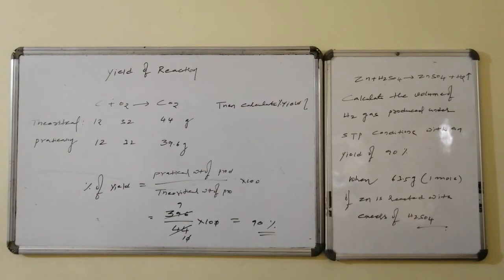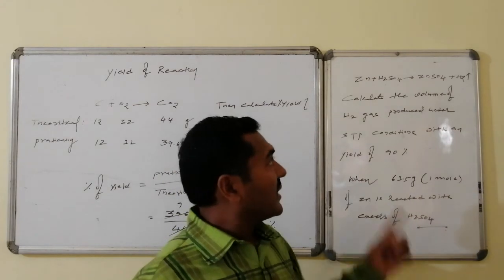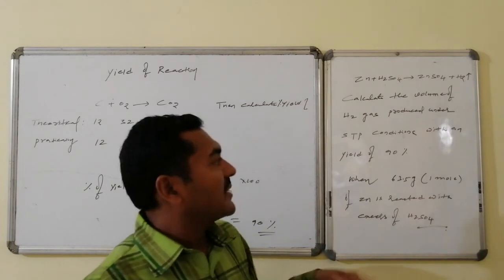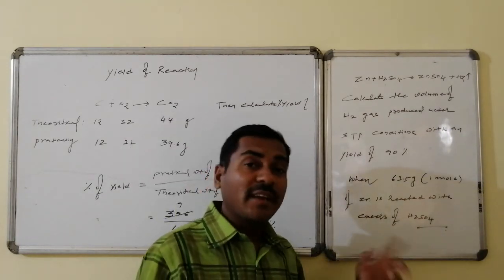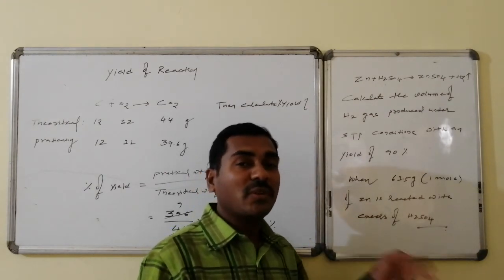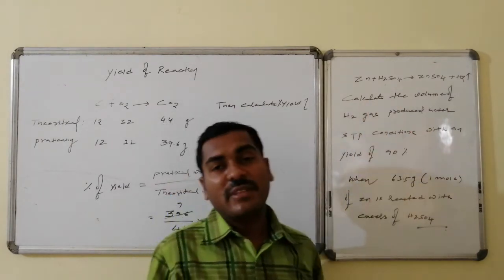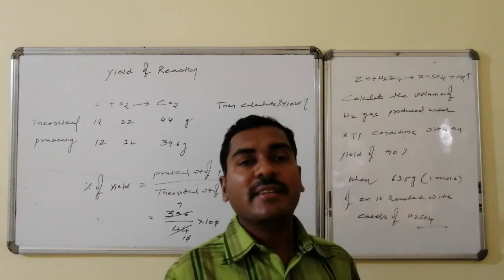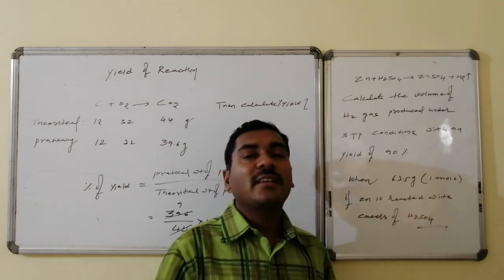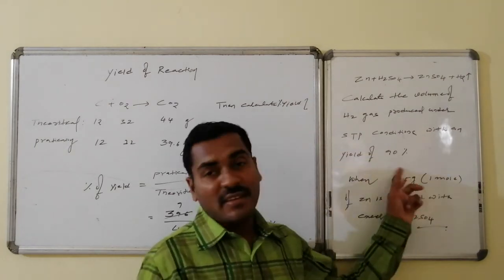Yes, there is a chemical reaction: zinc plus sulfuric acid produces zinc sulfate plus hydrogen. In this reaction, you are asked to calculate the volume of hydrogen gas produced under STP conditions with a percentage yield of 90% when 1 mole of zinc, that is 63.5 grams of zinc, is allowed to react with an excess amount of sulfuric acid. Is the question clear? 1 mole of zinc is allowed to react with excess sulfuric acid, and the percentage yield of the reaction is 90%. Then you are asked to calculate the volume of hydrogen gas produced under STP conditions with this 90% yield.